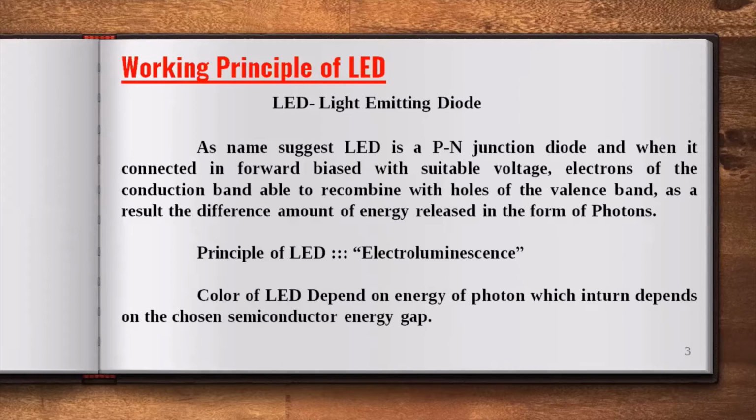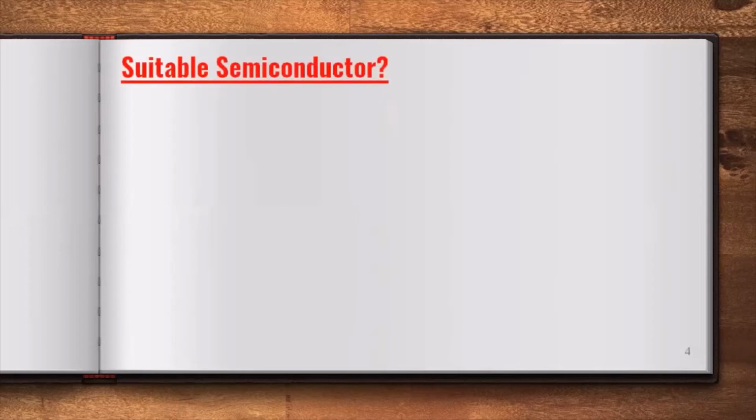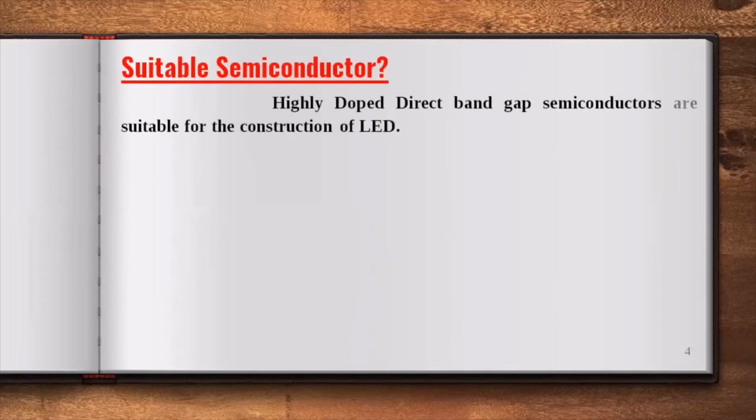Here I mentioned highly doped semiconductors are suitable for the construction of LED. Why are highly doped semiconductors suitable? In a highly doped semiconductor, there is a possibility of getting more charge carriers, like electrons and holes in N-type and P-type semiconductor respectively. So when such a PN semiconductor is connected in forward bias, we can expect more recombination between the electron-hole pairs, which in turn produces more photons.